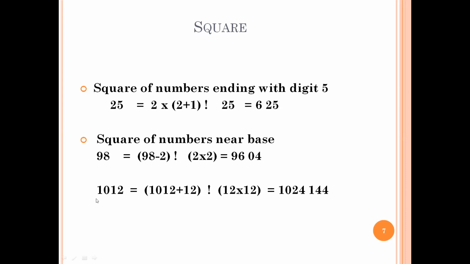Is this sum clear? If you want to do it, take your pen and pencil. 1012: I simply add 12, so it makes 1024. And I simply multiply 12 into 12, so it becomes 144. So the square of 1012 is 1024144. Can you tell me the square of 104?